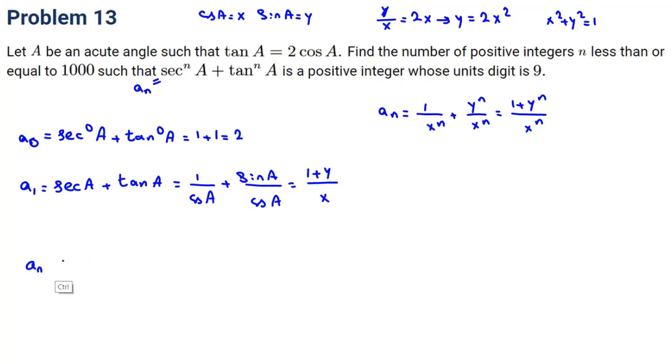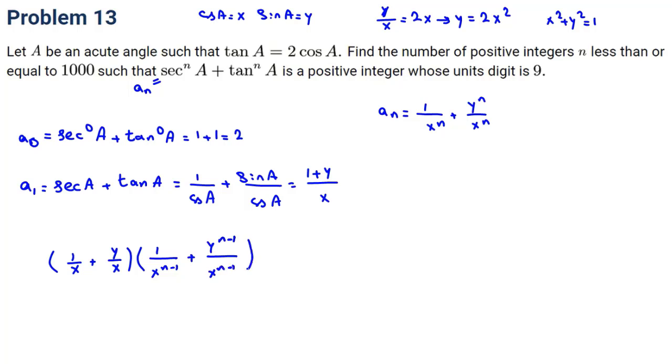So let's do something. For example, if I multiply 1 plus y, let's see how can we write. I think it's better to write like this: 1 over x plus y over x, and not use common denominator. So if we use, for example, a1, 1 over x plus y over x, and if we multiply it by 1 over x^(n-1) plus y^(n-1) over x^(n-1), it is what? It is a1 times a_(n-1).